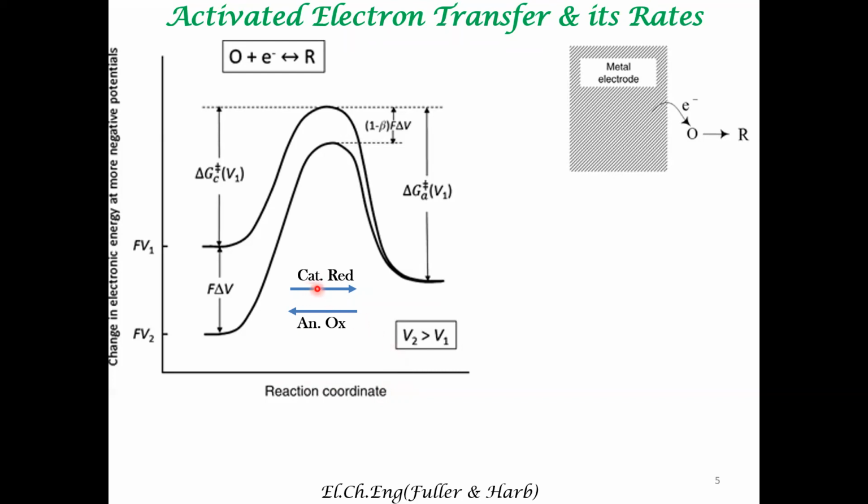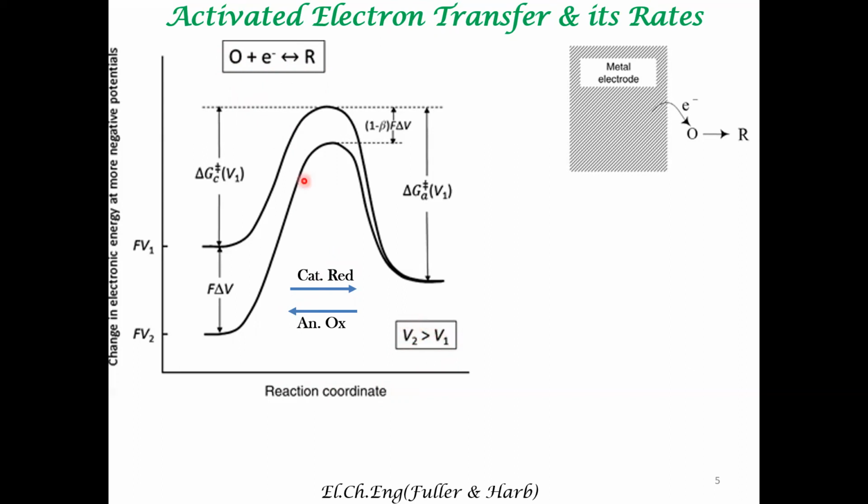So along this direction, there is cathodic reduction. So this is the cathodic reduction direction. And in this direction, there is anodic oxidation. You go from a reduced species to the oxidized species. Then we are indicating two electrode potentials. One is more positive than the other. V2 is more positive than the other. V2 is more anodic than the other.